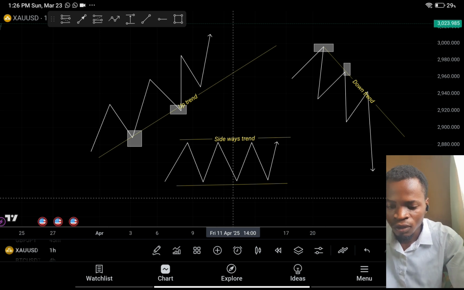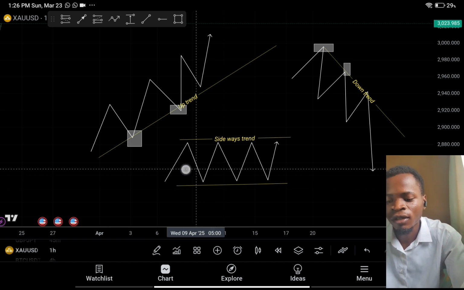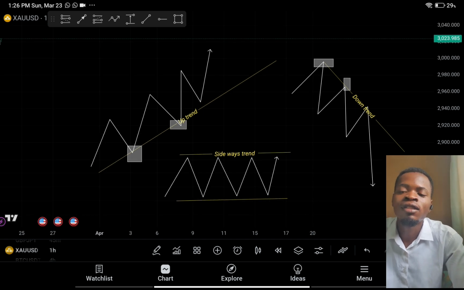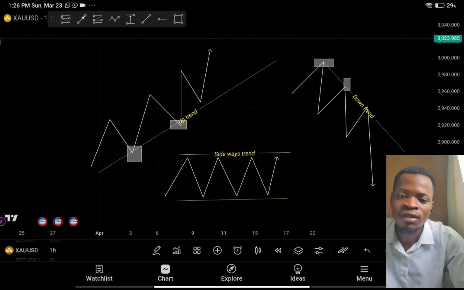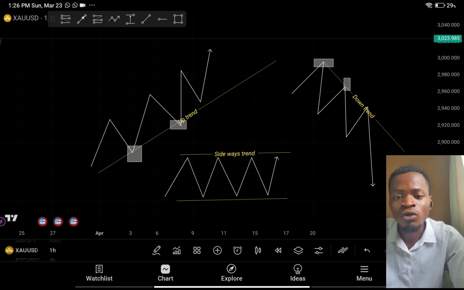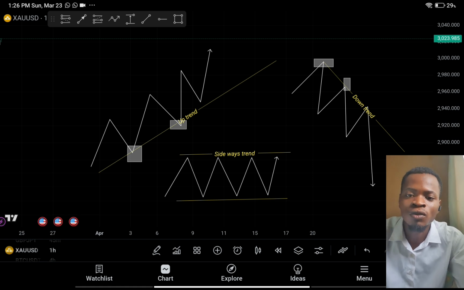Now I'm going to tell you guys the importance of trend line. Importance of trend line. 1, we draw trend lines to identify the trend or the market bias. You understand? We draw trend line in order for us to know where the market is heading to.